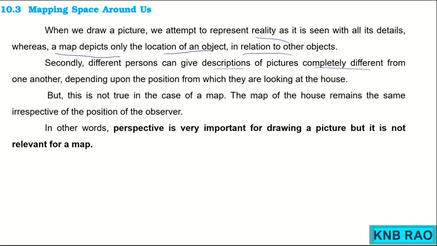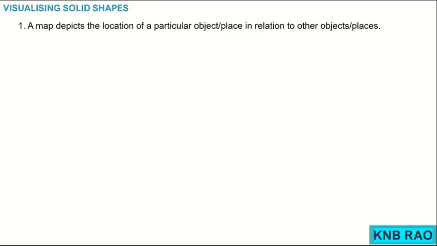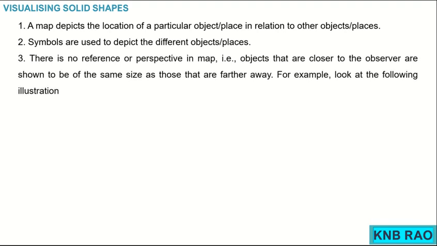Now with examples, let me give you the points. Point number 1. A map depicts the location of a particular object or place in relation to other objects or places. Symbols are used to depict the different objects or places. There is no reference or perspective in a map. That is, objects that are closer to the observer are shown to be of the same size as those that are farther away. For example, look at the following illustrations.